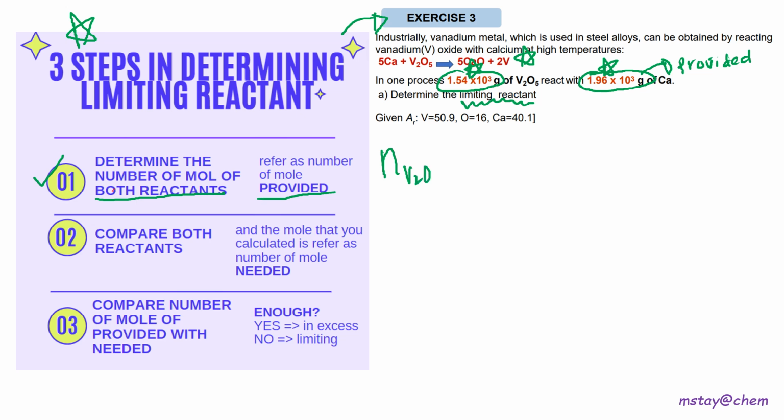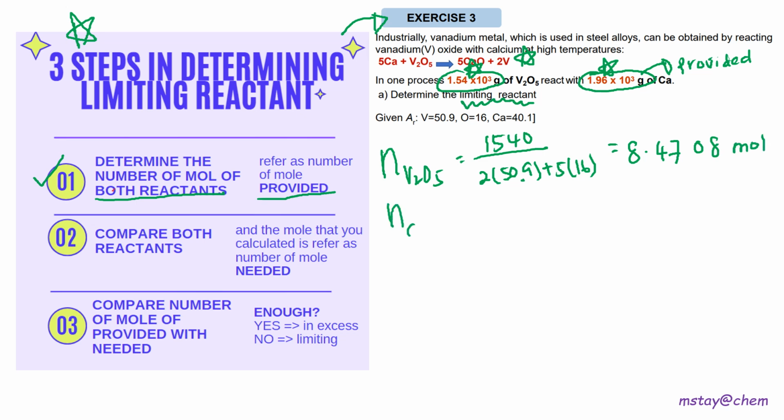vanadium 5 oxide equals the mass 1540 over the molar mass, which will equal 8.4708 mole, while the mole for the calcium will equal 1960 divided by the molar mass of calcium 40.1, which is equal to 48.8778 mole. Okay, we have done step number 1.